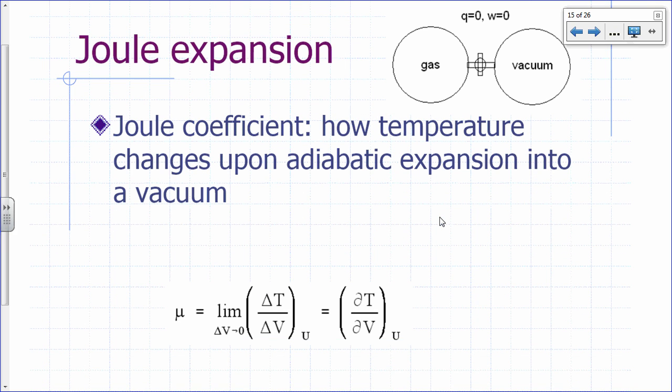Okay, so here's an example application of this: Joule expansion. Imagine you have a gas right here in a bulb, separated from another bulb which is empty. It's got a vacuum in it, separated by a stopcock right here. So what happens if you open this up? That's called Joule expansion. Expansion of a gas into a vacuum is called Joule expansion.